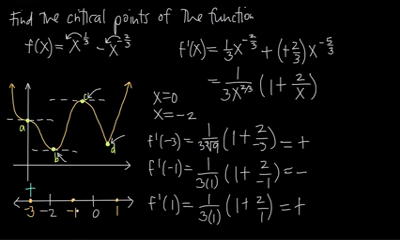Our test value of -1 gives a negative result in this interval. And our test value of +1 gives a positive result in this interval, which tells us, based on the signs that we get here, that the original function is increasing in this interval because the derivative is positive, that it's decreasing in this interval because the derivative is negative, and that it's increasing in this interval because the derivative is positive again.